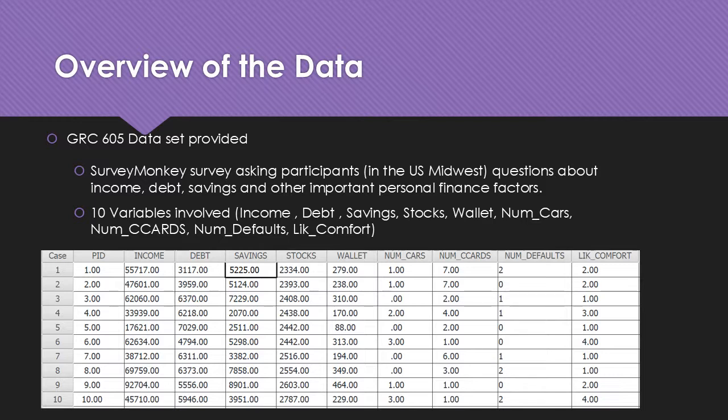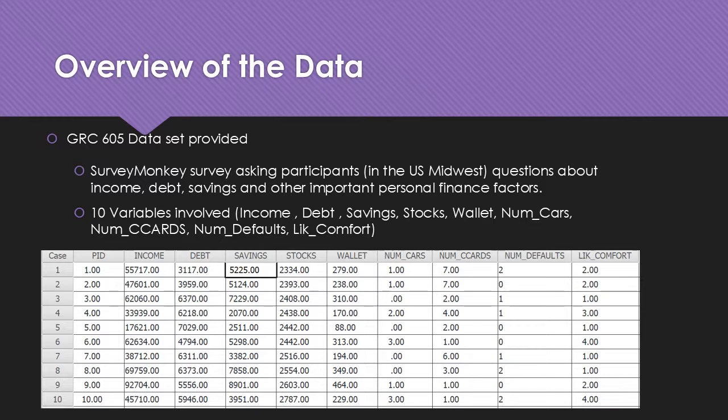There are 10 variables total which make up this data: income, debt, saving, stocks, and here begins the variables which require further clarification. Wallet, this is the self-reported amount of cash the individual carries in their wallet or purse. Num-car equals the number of car payments per month by the participant. Num-C cards equals the number of credit cards maintained by the participant.